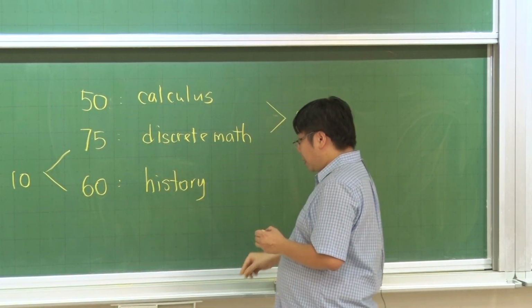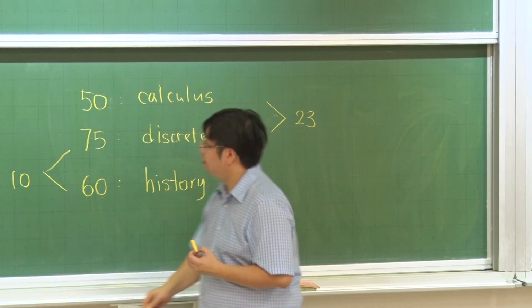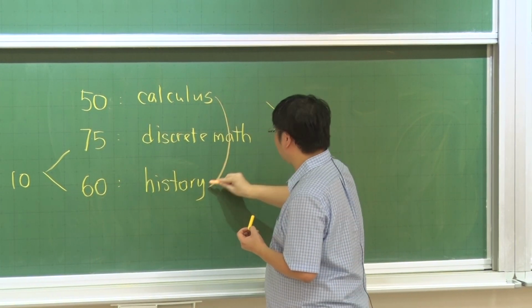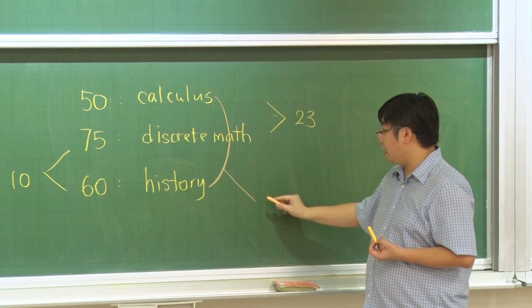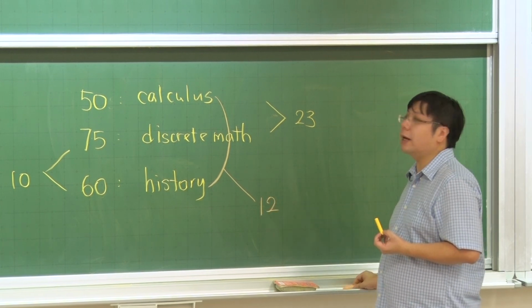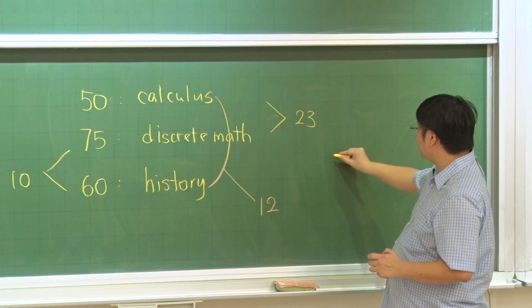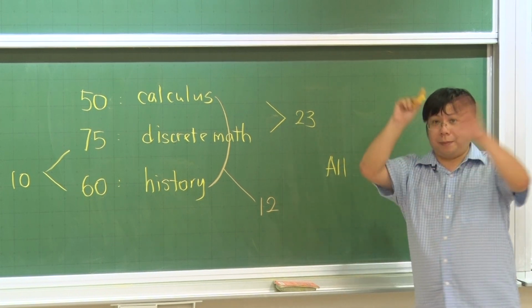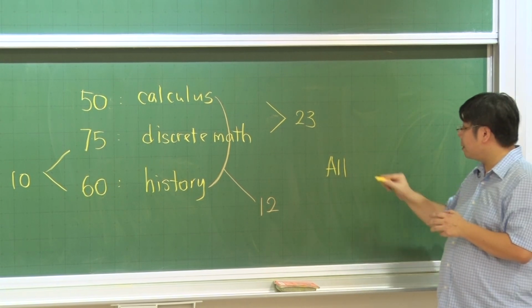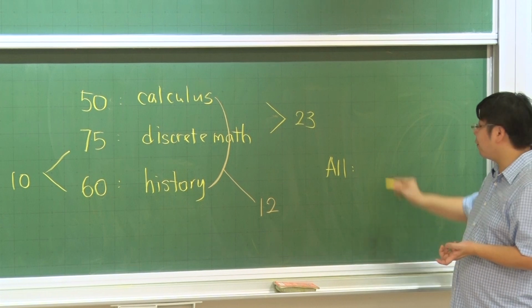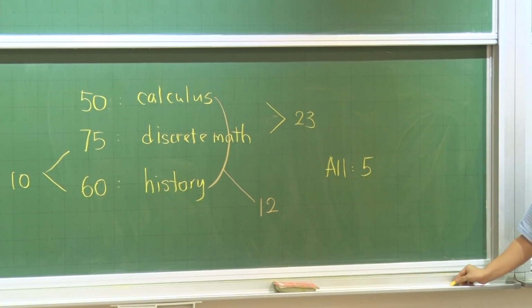The number of students that study, whatever, calculus and history together, let's say there are 12. Is that okay? And the number of students that study all of them, let's say there are, how many? Let's say there are 5. Okay, and in that case, how many students are there in total?